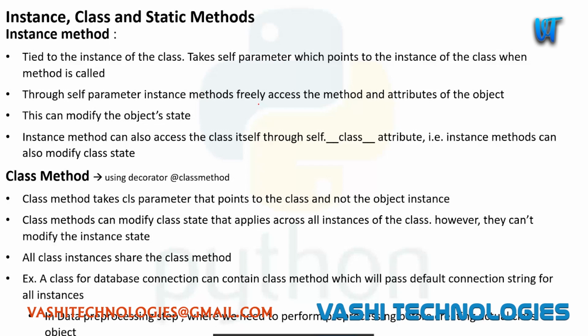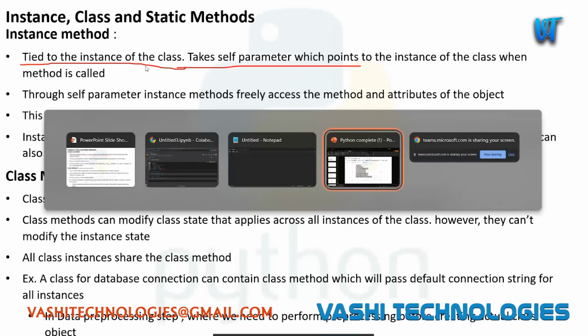Okay. Our very first one here is the instance method. As I said, these will be tied to the instance of the class, not the class. Whichever instance we are creating, all the methods will be tagged to that instance of the class. This will take the self parameter. So for all the instance methods, self is a must. We have to give self. Without giving self, we can't define any instance method.